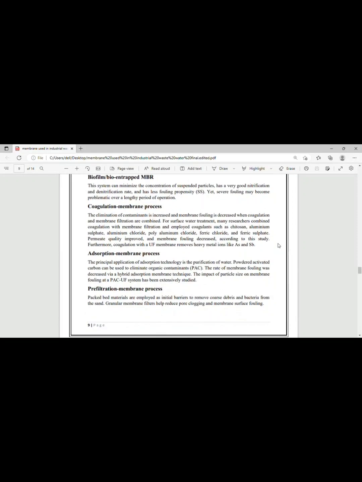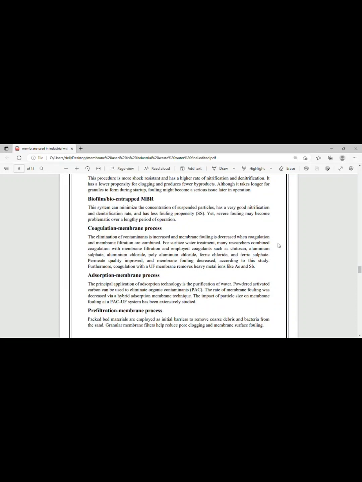Granular MBR: this procedure is more shock resistant and has a higher rate of nitrification and denitrification. It has a lower propensity for clogging and produces fewer byproducts. Although it takes longer for granules to form during startup, fouling might become a serious issue later in operation. Biofilm MBR: this system can minimize the concentration of suspended particles, has a very good nitrification and denitrification rate, and has less fouling propensity. Yet fouling may become problematic over a lengthy period of operation.